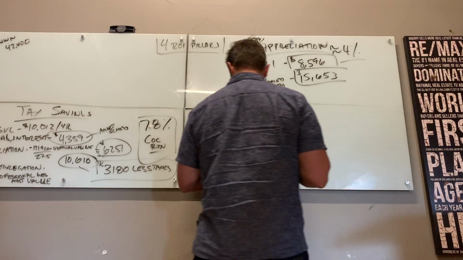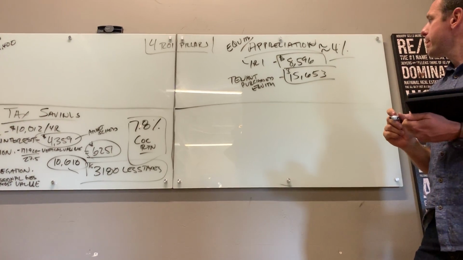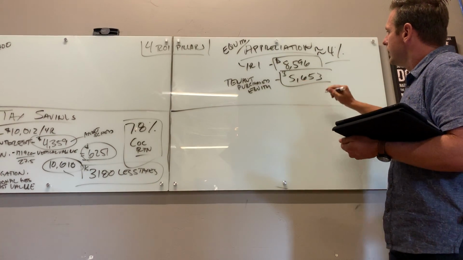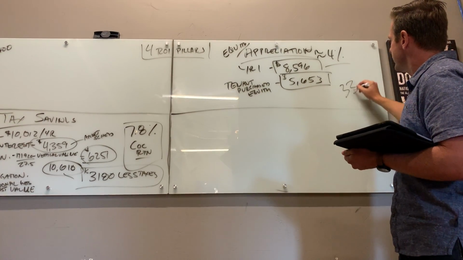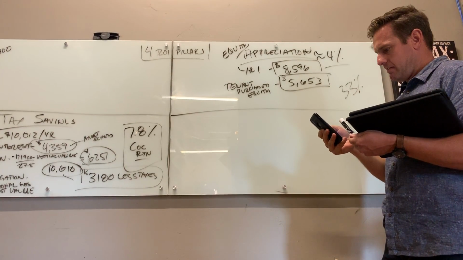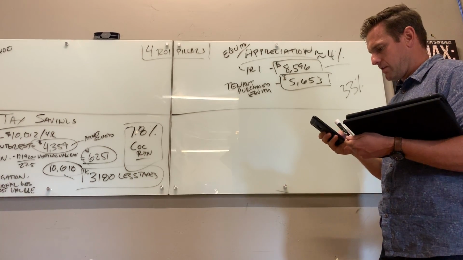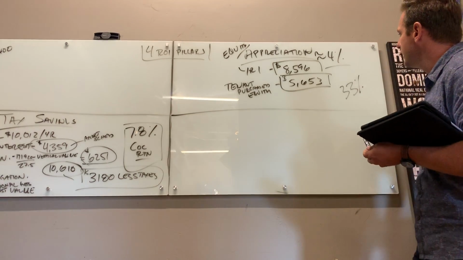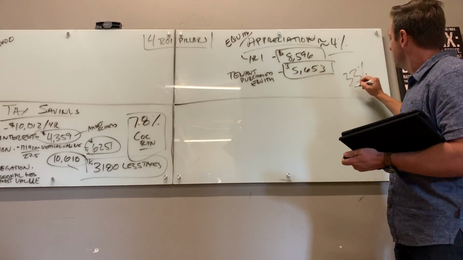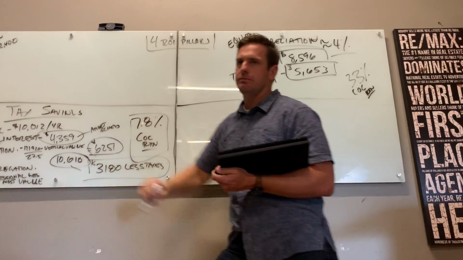And then, is that 5,000 or 15,000? Tenant purchase equity, 15,000? No, 5. I don't know where that came from, sorry. So this is a 33%. 8,596 plus 5,653 divided by 42,400. Yeah, 33.6% cash on cash return. That's cash that you've gotten from appreciation and tenant purchase. Divide that by the down payment, which is the cash you put in, 33% return on your money.